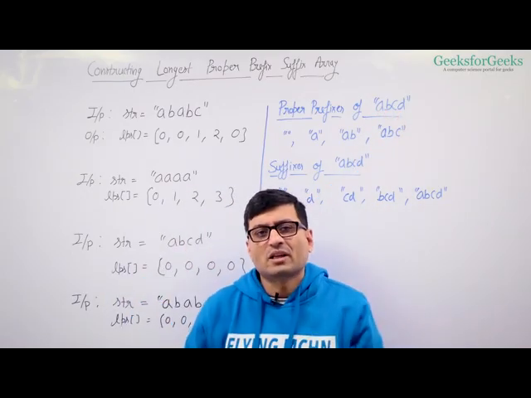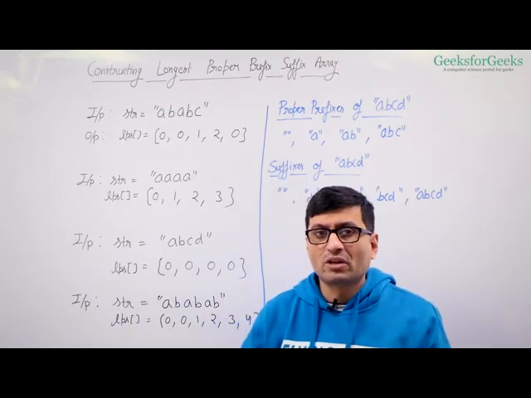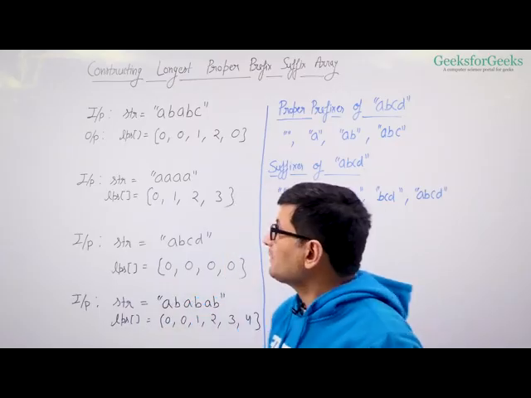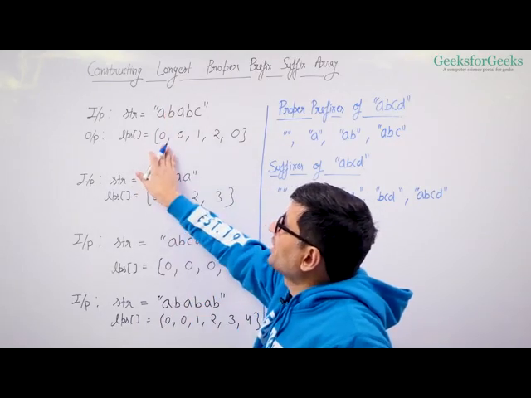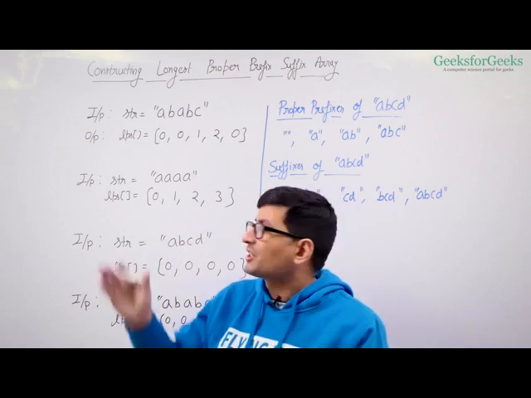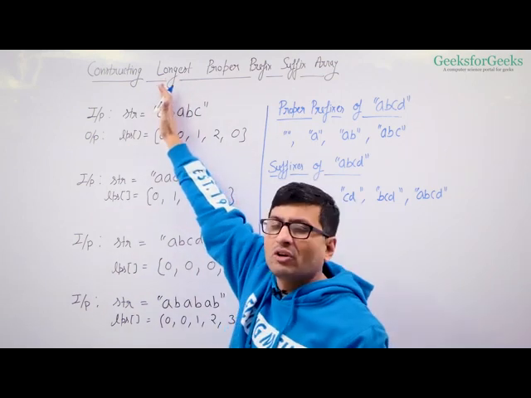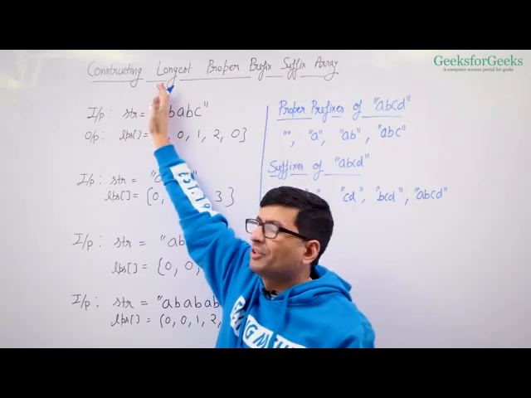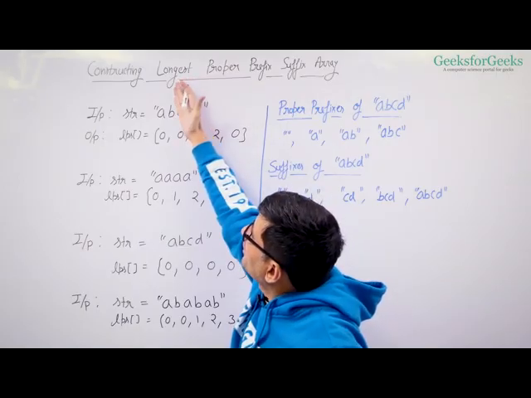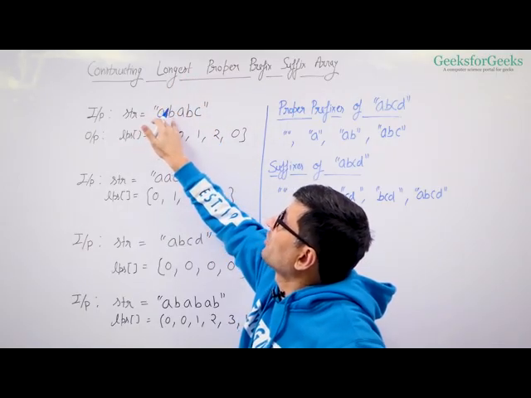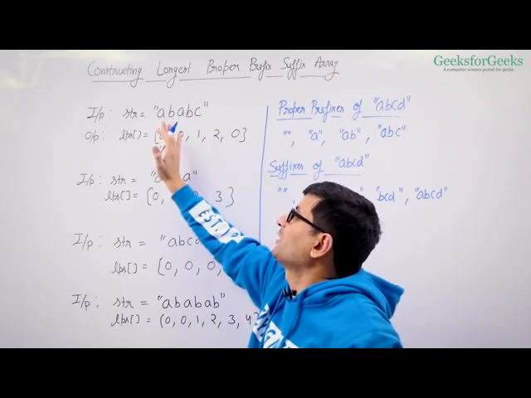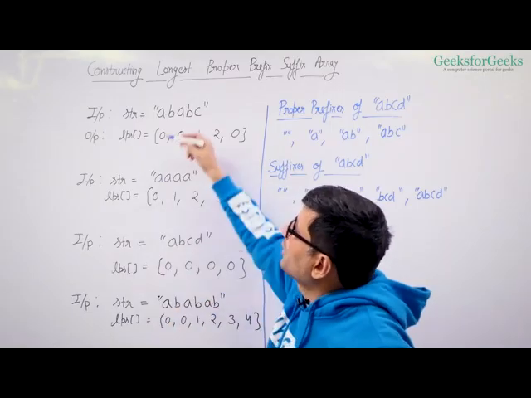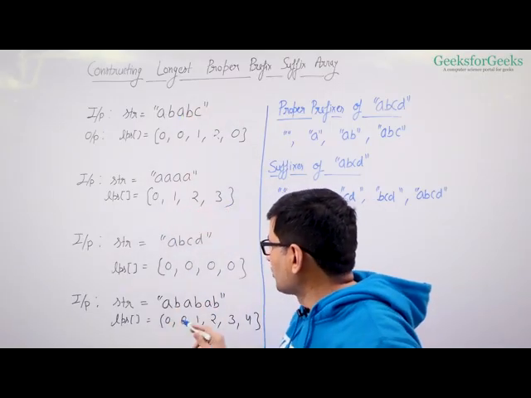So we are given a string and we need to find out the longest proper prefix which is also a suffix at every point. So the first entry in this LPS array is always going to be 0, because for a string of length 1, you cannot have a proper prefix of length more than 0, right? So your first entry is always going to be 0. Your second entry depends on whether these two characters are the same or not. If these two characters are the same, then it's going to be 1, otherwise it's going to be 0. For example, it's 1 here. Here it's 0, here also it's 0, here also it's 0.